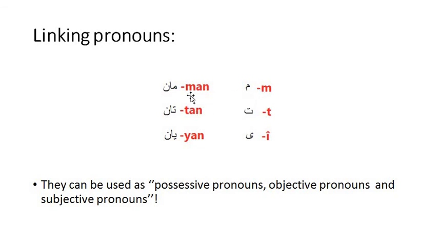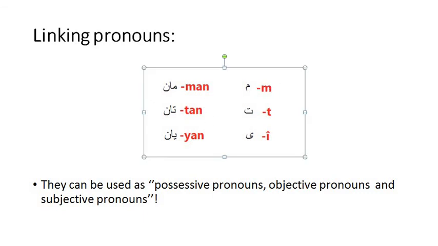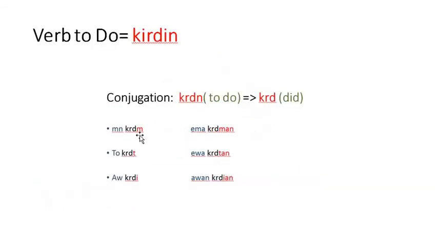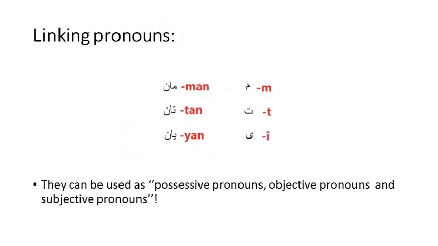But we have am, it, i, man, tan, yan. All right, we have am, it, i. It's added to min, to, au, ema, ewa, awan. You add them onto the verbs of these subjects. When a verb has this subject, you add them. For example, for I, you add am. For example, I said min kirdim means I did. You add am at the end because of min. If it's to, you add t. Something like French conjugation here. So these are linking pronouns.